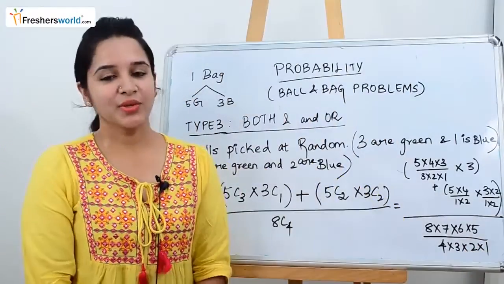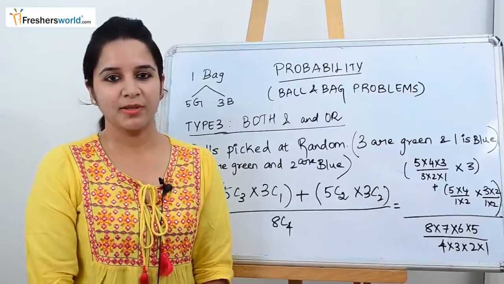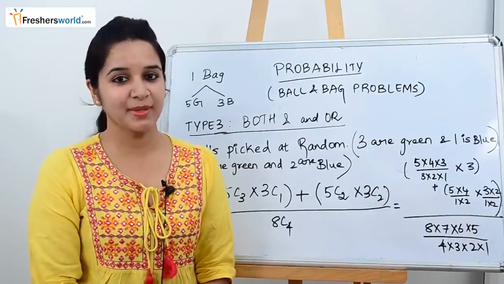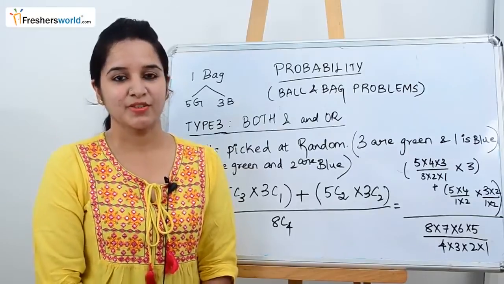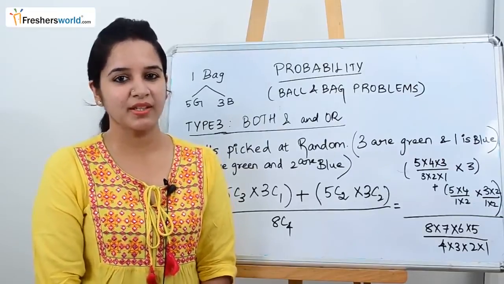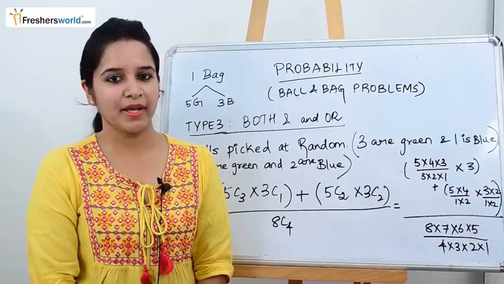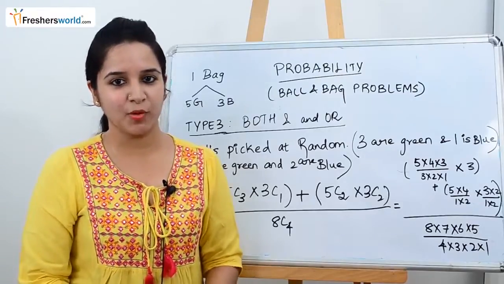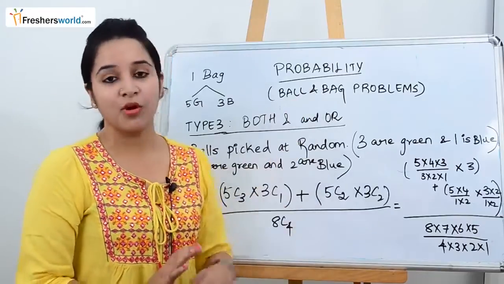Easy, right? So today we have dealt with 3 types of ball and bag problems. As I've told you earlier, there are actually 7 types of ball and bag problems. So in the next video, I'll be dealing with another 4 types of ball and bag problems. If you have covered all the 3 plus 4, 7 types of problem, that's all you can find in the ball and bag problems.